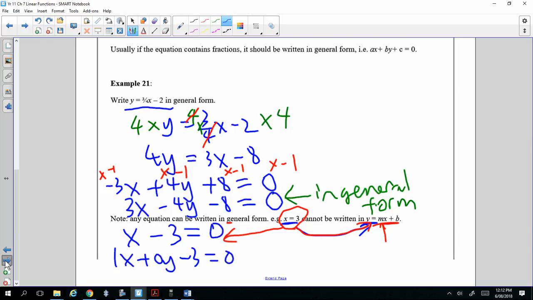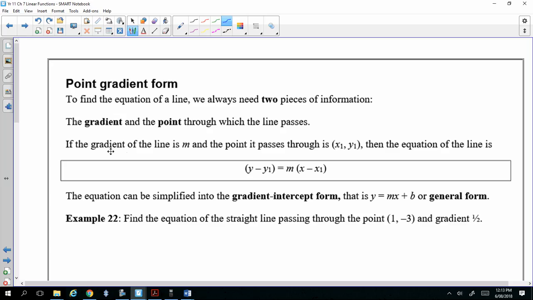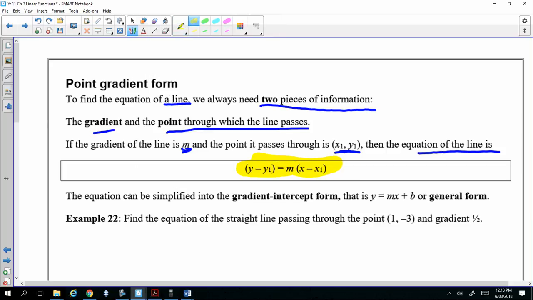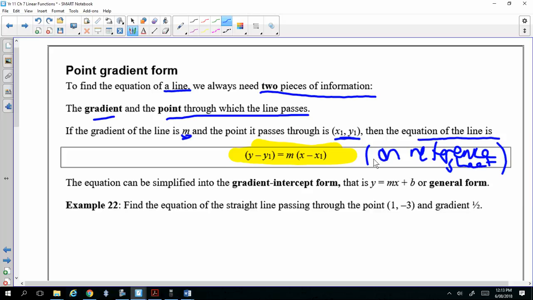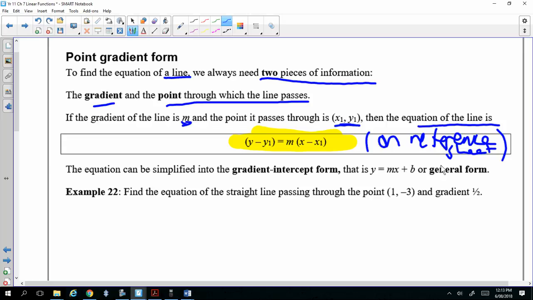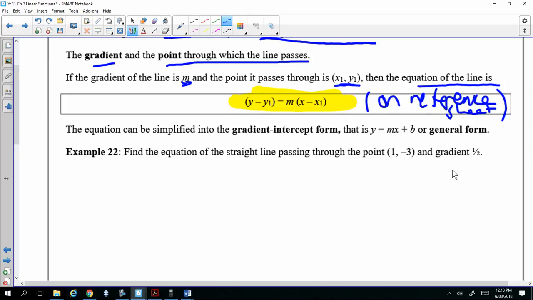Okay, so point gradient form: to find the equation of a line, we need two pieces of information, the gradient and the point through which the line passes. If the gradient of the line is m, and the point it passes through is x1, y1, then the equation is this. Fortunately, it is on the reference sheet. Then the equation can be simplified into gradient intercept form or general form. Let's do this question.